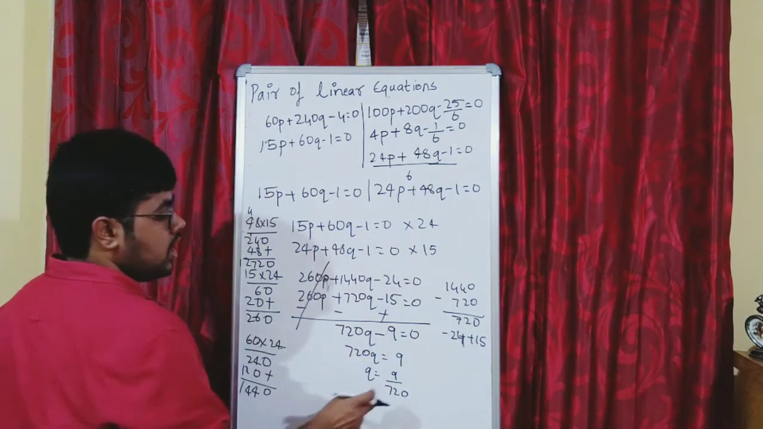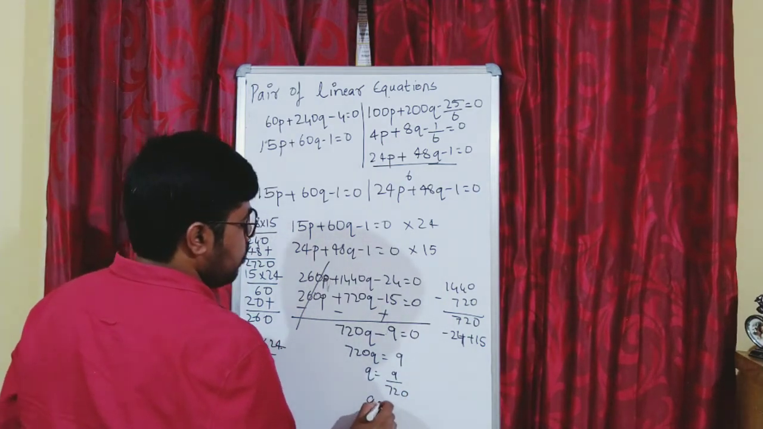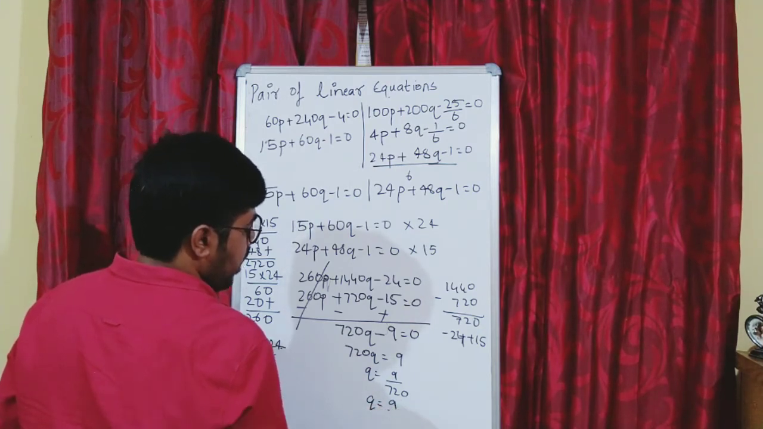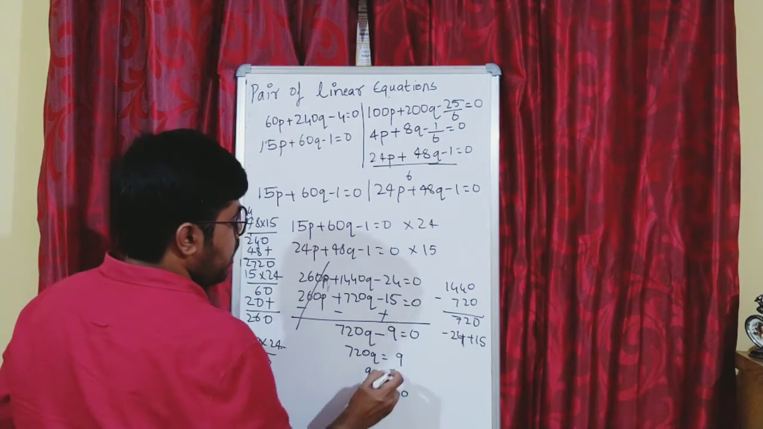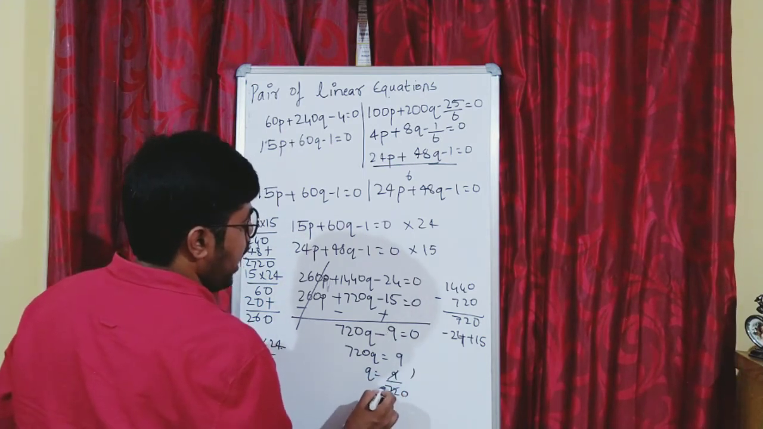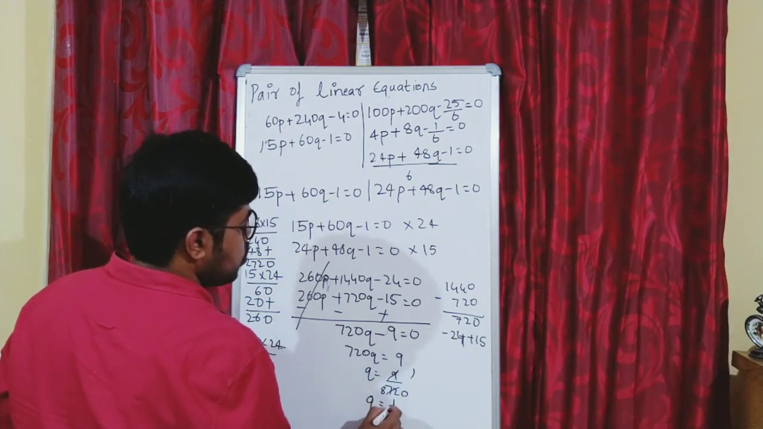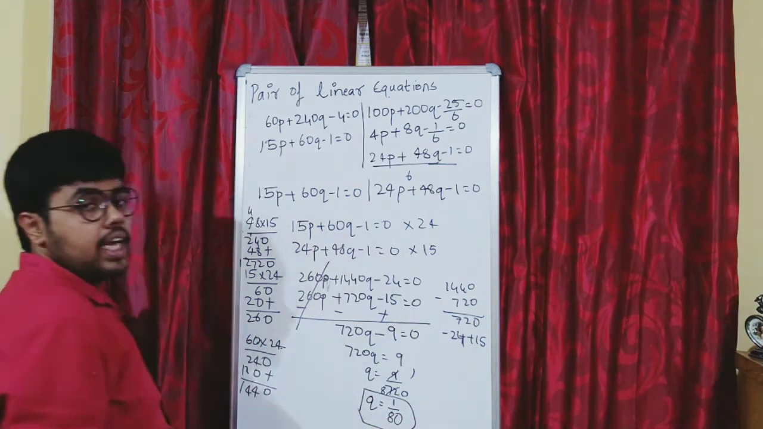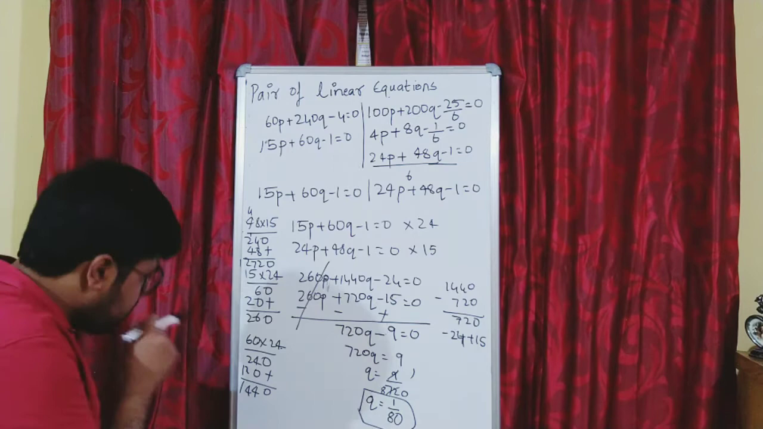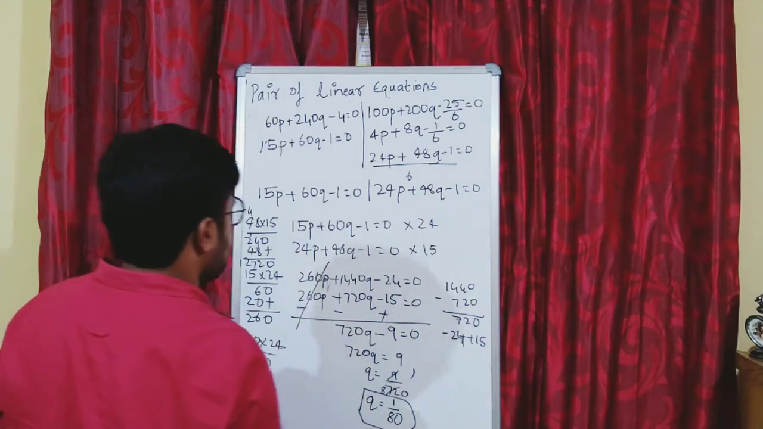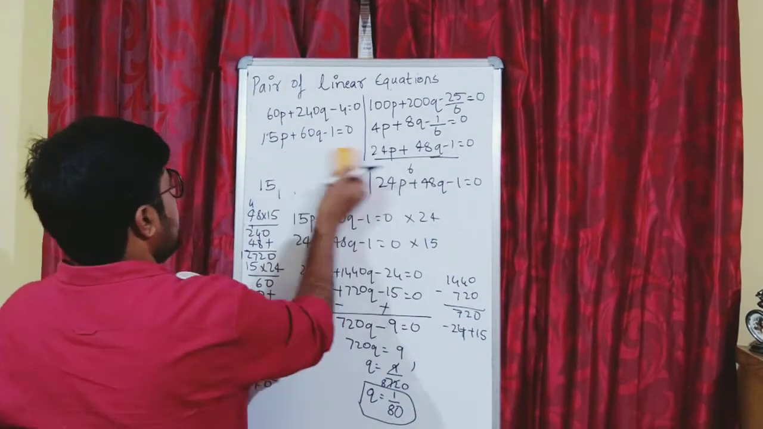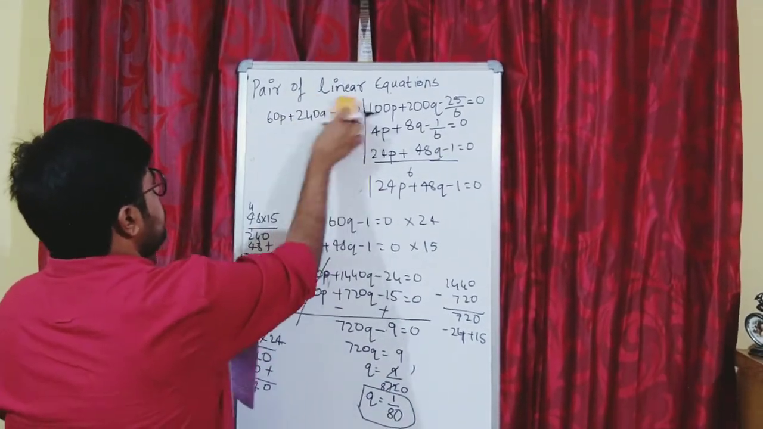We are able to see here it is going to cancel off. 9, cancel and write it. So 9 1s are 9, 9 8s are 72, so it becomes 1 by 80. So Q is equal to 1 by 80. So let us quickly find the value of P.